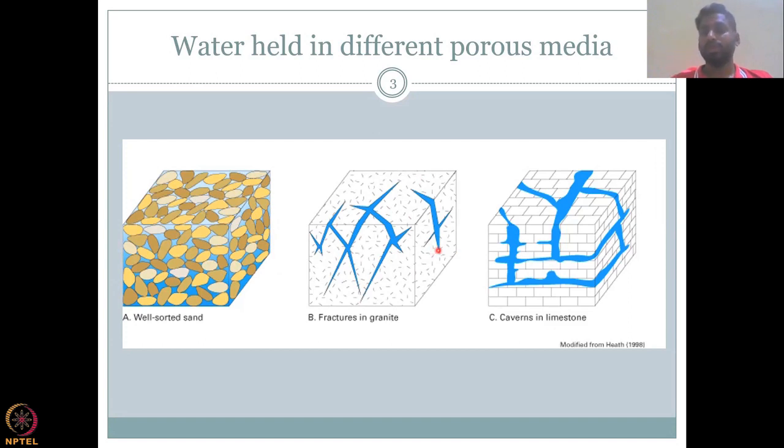Then we have caverns in limestone, which are cut by water. Initially it was all full of rock, limestone for example. Then water enters through the system and starts to dissolve the rock, thereby increasing the porosity, and there will always be connections. So you see that water is well connected between the soluble rock, and this gives rise to caves and caverns in limestone karst geology. So this is how water is held in different porous media. Initially in limestone the pore space is less, but as and when water comes in, the pore space is high.